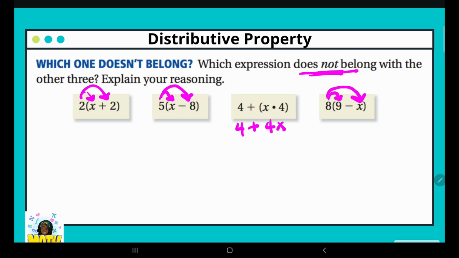So which one does not belong? It would be this one here. And the reason is that it's showing addition instead of distribution. Okay, in order to be distribution, the number on the outside of the parentheses would need to be multiplied through to the values inside the parentheses.